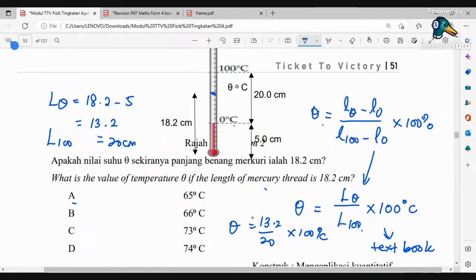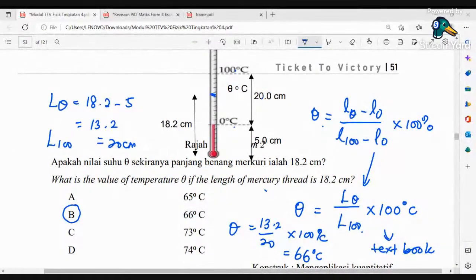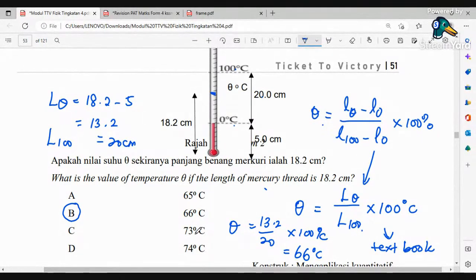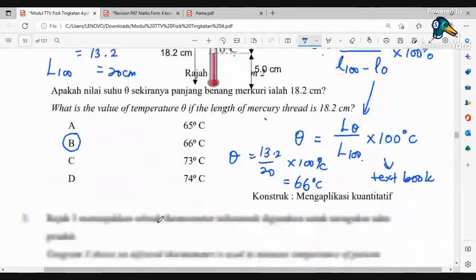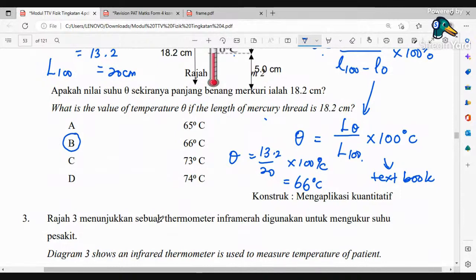Okay, so we get the answer is 66, which is B. So kita dapat jawapan ialah 66, B.